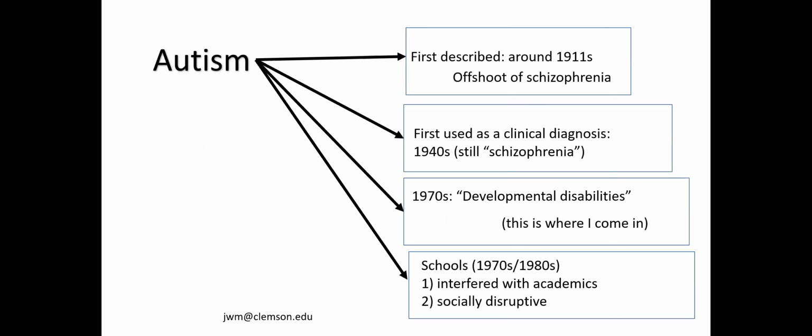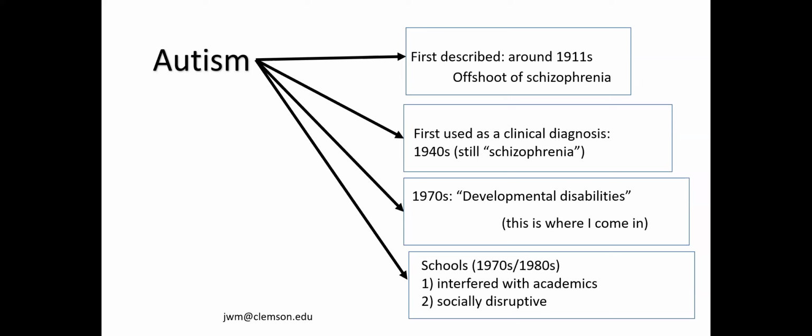But I want to start off with the history of the terminology. Autism itself was first described around 1911 as an offshoot of schizophrenia. It traveled through to the 1940s where it was used as an official diagnosis, but is still lumped in with schizophrenia. In the 1970s, it was spun off into a developmental disability and a couple other words that we're no longer allowed to use. And this is where I come in.